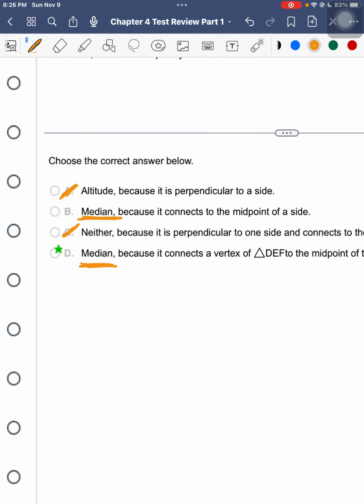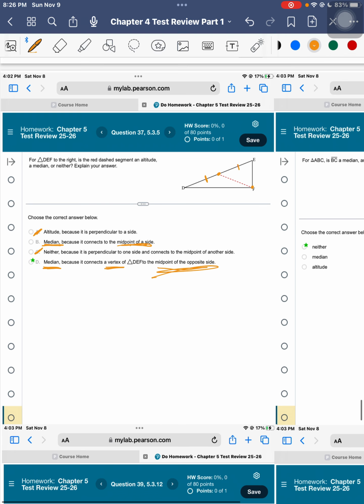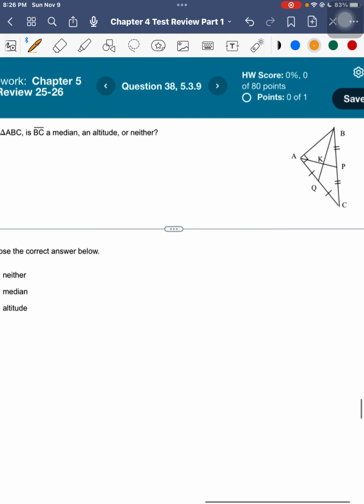Notice, they have two answers, so don't get confused. You have to read it. Median because it connects the midpoint of a side? No, that is not the definition. It connects a vertex to the midpoint of the opposite side. That's the definition. So your answer is D.